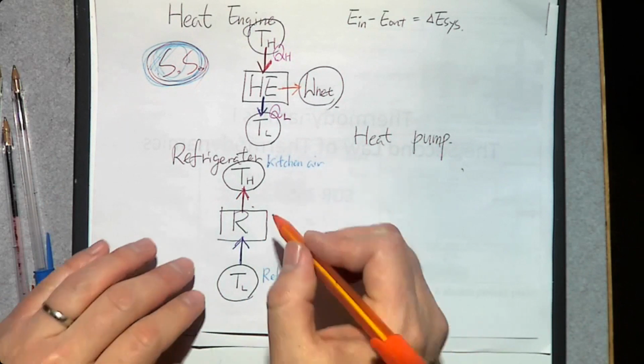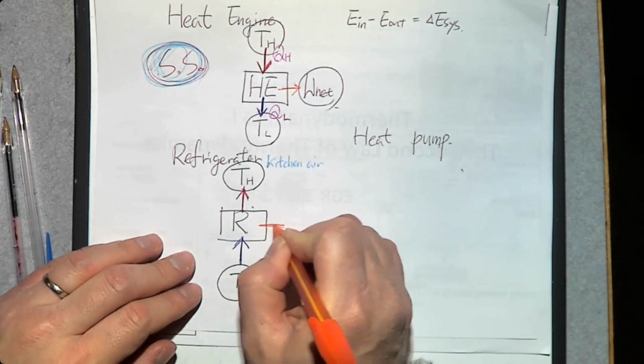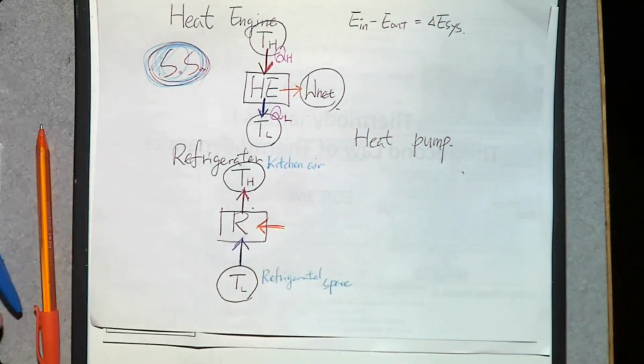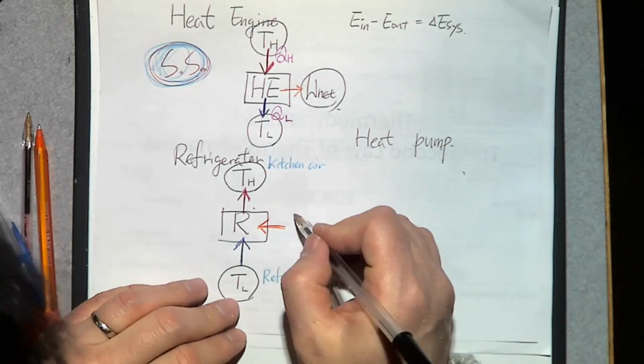To make that happen, we need to sacrifice. What do we need to sacrifice? The electricity bill. We need to provide work to make that happen.